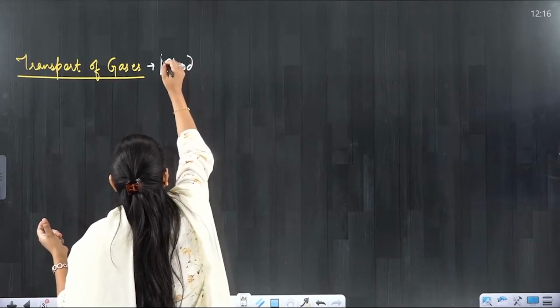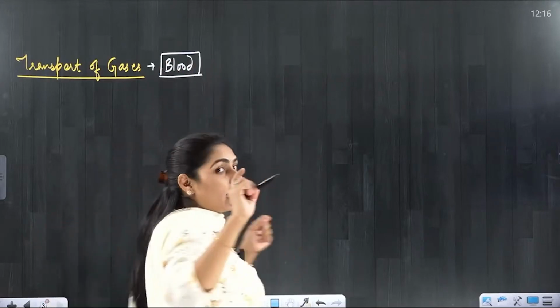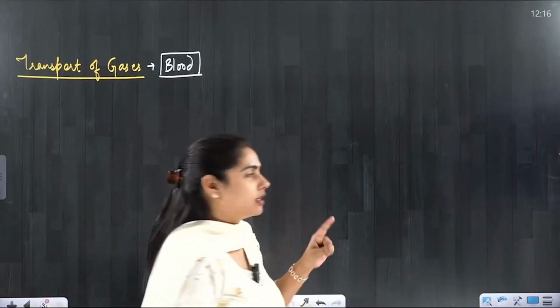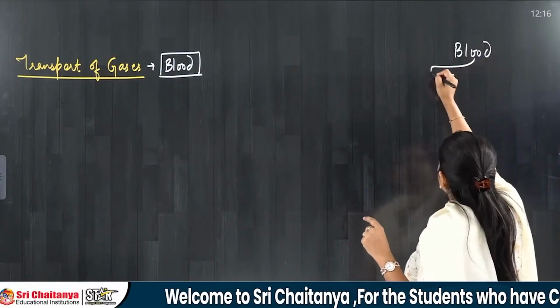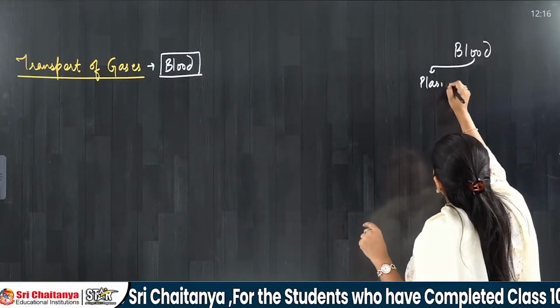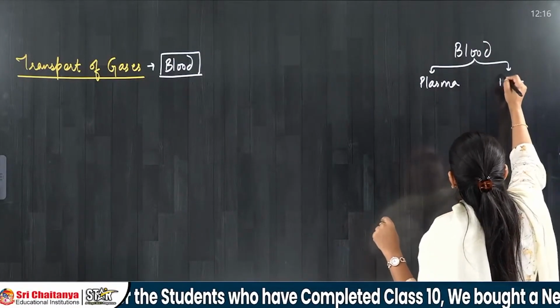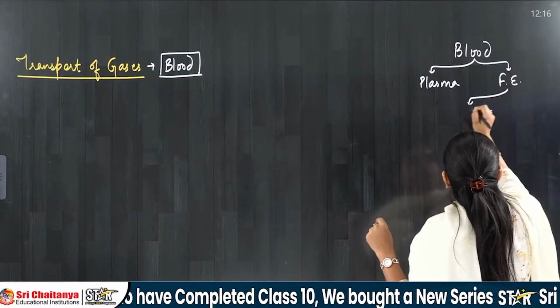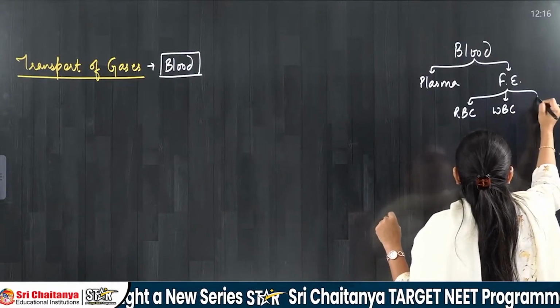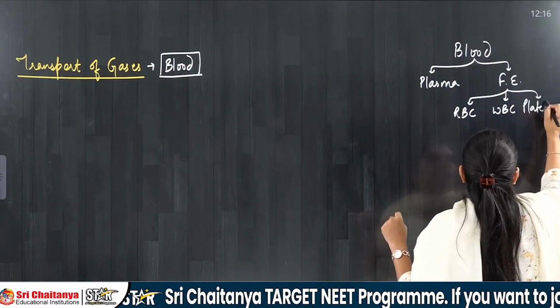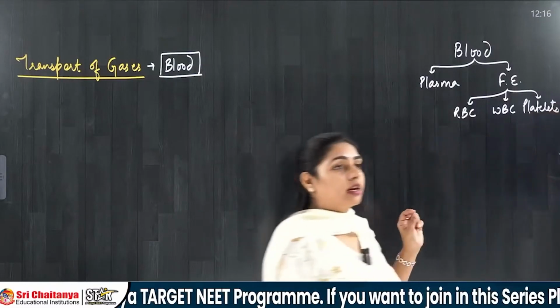Blood. Okay, I have told you, I remember I taught you blood. Do you remember blood? Yes, everyone, tell me. What are the components of blood? Blood has plasma. Blood has formed elements. Formed elements are RBC, WBC, platelets. Do you remember? Yes, everyone.